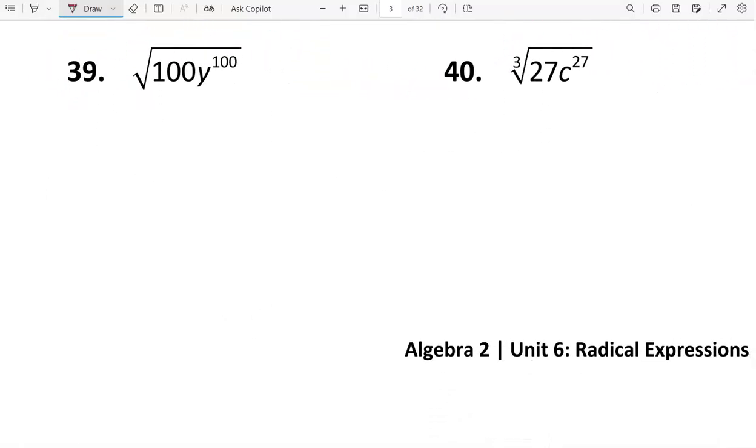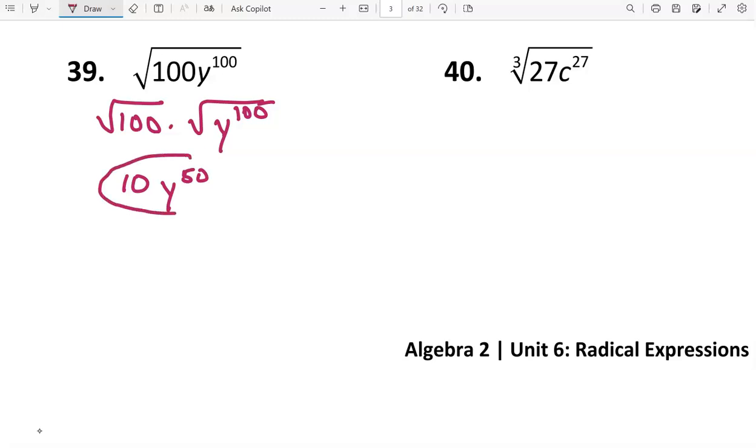All right, now 39 on, we have coefficients and exponents. We're going to treat them differently because they do represent different things. The exponent represents the number of factors of y, while 100 represents an actual number, 100. So if we want to, we can divide this into two factors here. The square root of 100 times the square root of y to the 100th. The square root of 100 is 10. The square root of y to the 100th is y to the 50th power, because the index of the radical, which is 2, divides evenly into 100, goes 50 times.